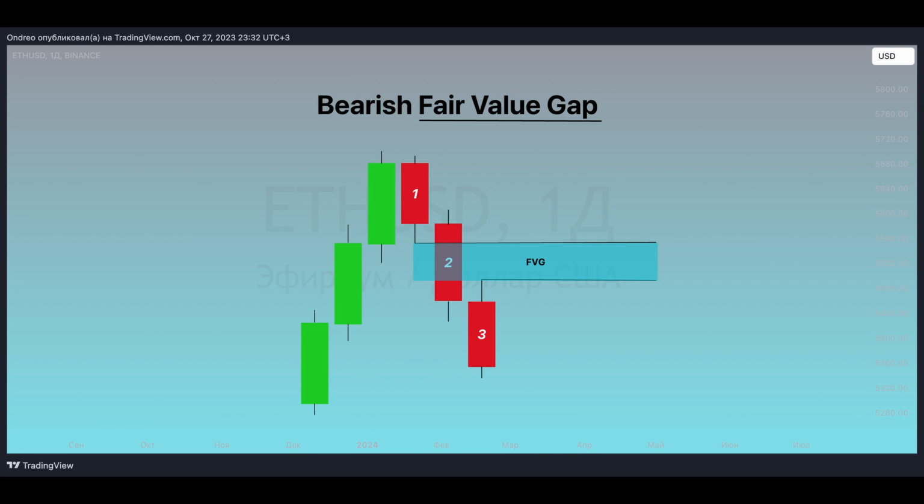Imbalance is a formation consisting of 3 candles. It reflects the institutional flow of orders in the market. Its formation occurs due to the fact that in a specific price range, there is no liquidity from one of the parties. In other words, there are only sellers or buyers.